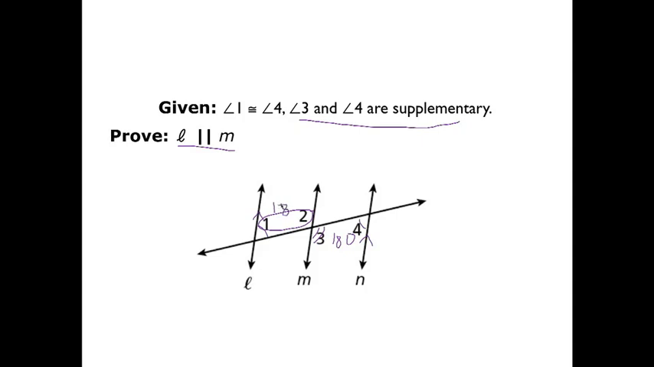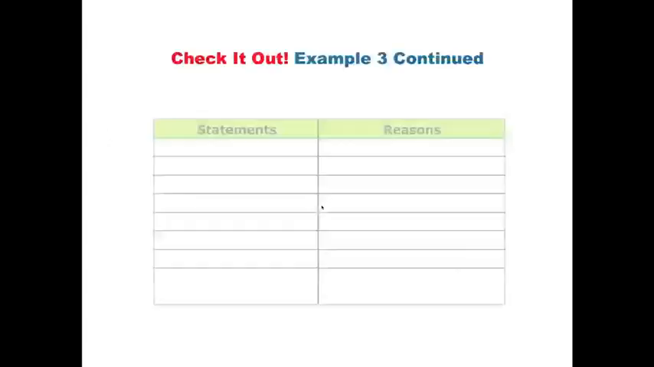Now, we don't know they add up to 180 yet. That's what we have to show. Okay? We need to show that they add up to 180 degrees. That's what we're hoping to prove. So keeping that in mind, here's what the proof would look like.